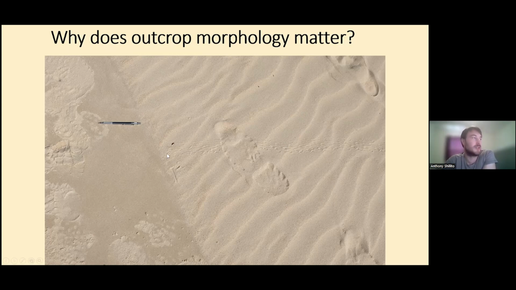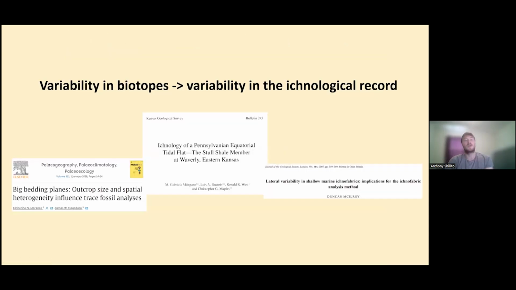where you can see essentially slight variability in the sediment means we see the animal track of a crab that was walking across the sand here, and then suddenly it disappears as the sand changes. And this variability in biotopes, so variability in our environmental conditions within broader depositional settings, leads to a variability in the ichnological record. And whilst you might see a high density at one spot, if you walk 5 meters even along an outcrop, you may get a fairly different signature.